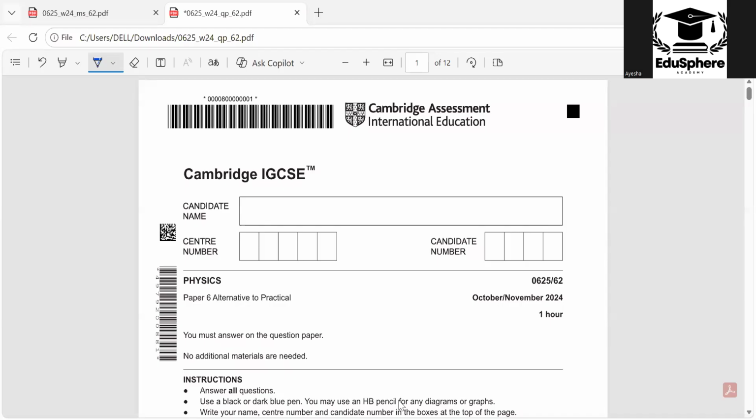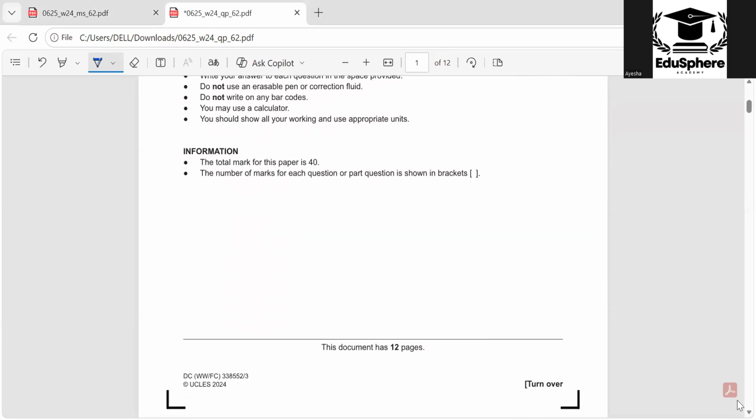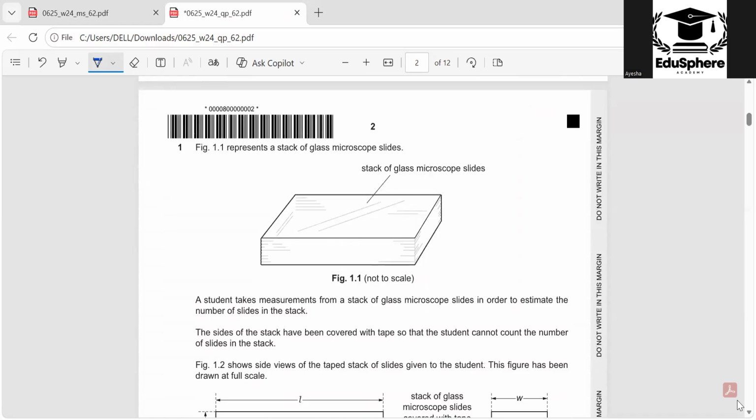Okay, students, this is Cambridge IGCSE Physics Paper 6 Alternative to Practical, October-November 2024. Let's start with the questions. So this is question number 1.